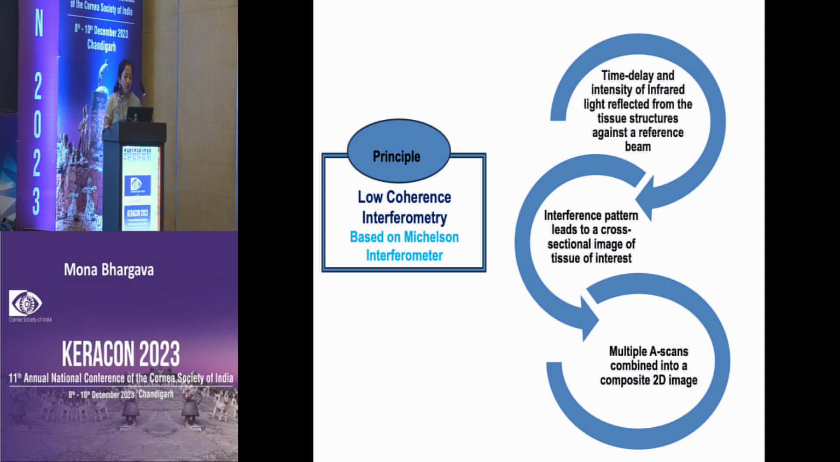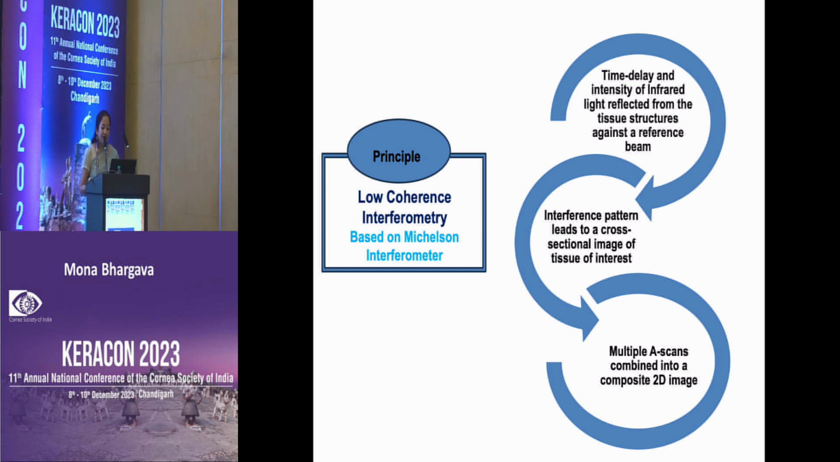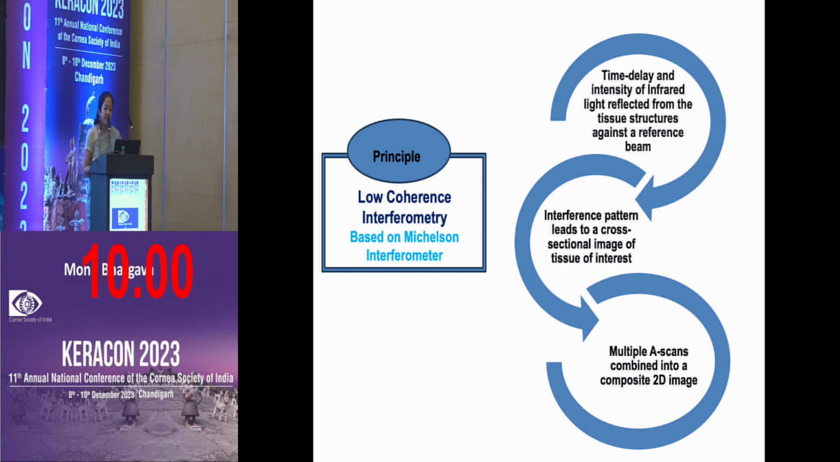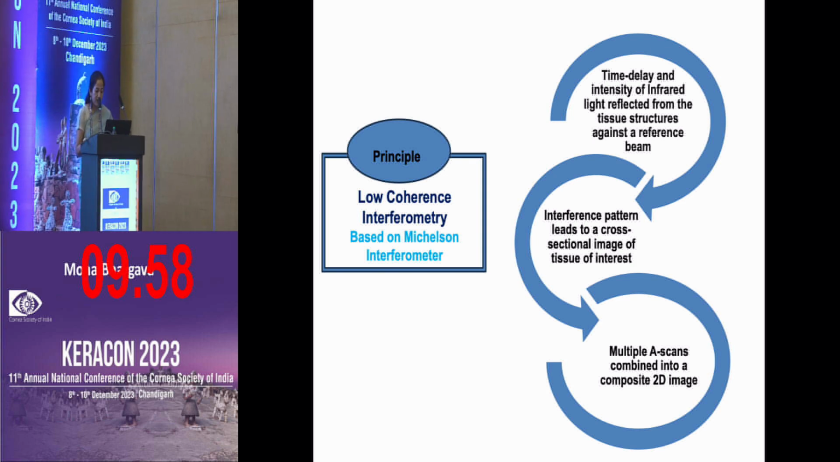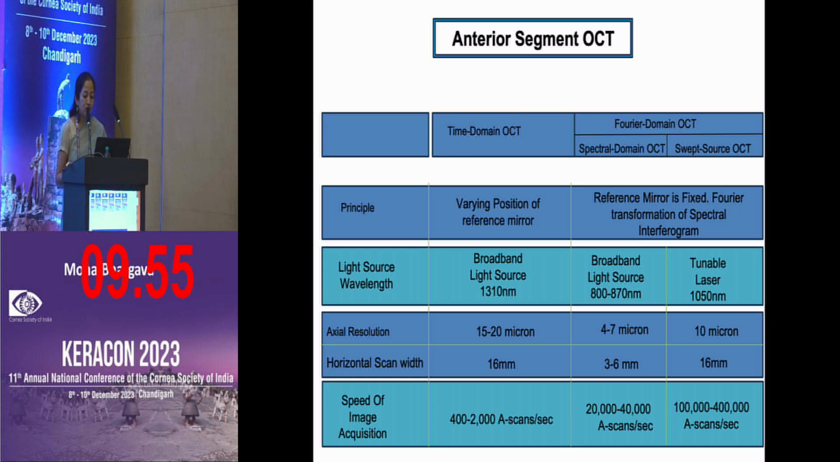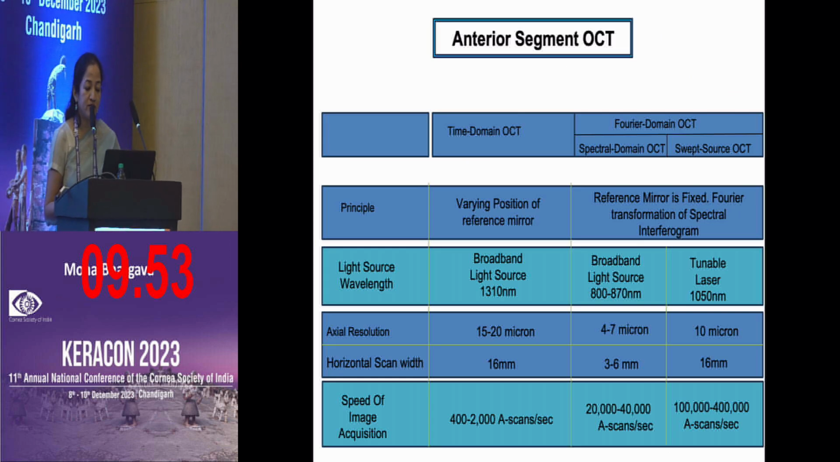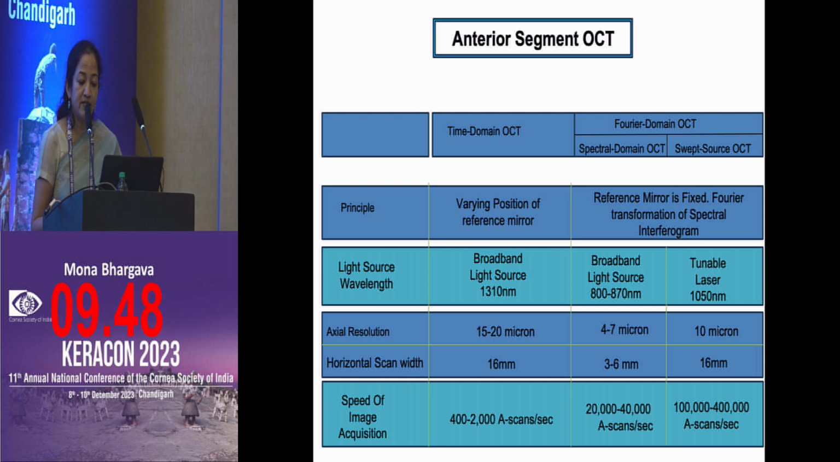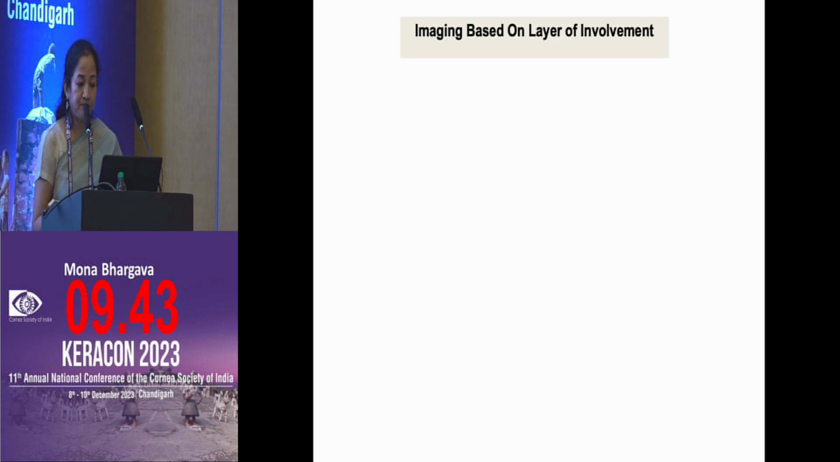It works on the principle of Michelson's interferometer, where a reference beam of infrared rays is used to measure the delay in intensity of reflected light from various tissue structures. The reflected light forms an interference pattern, and the combination of these interference patterns creates a cross-sectional image of the tissue of interest. With the transition from time domain OCT to spectral domain OCT, devices have facilitated faster scanning speeds, greater tissue penetrance, and high axial resolution due to shorter wavelength of light.